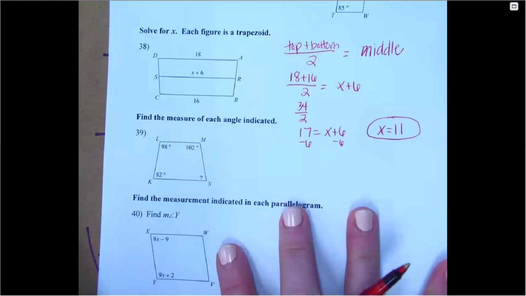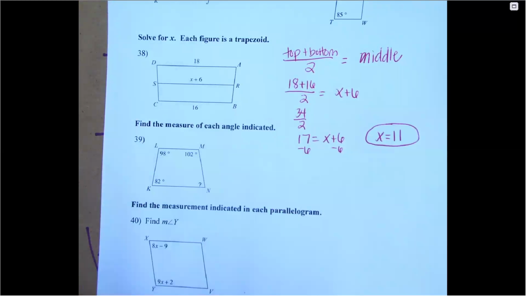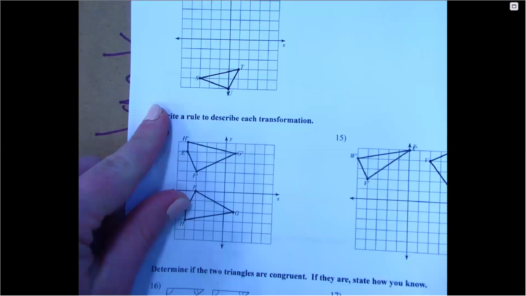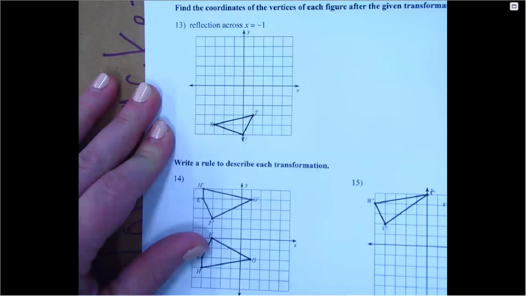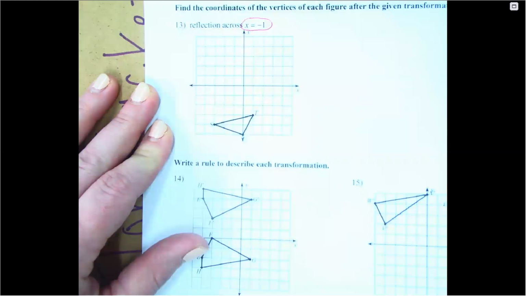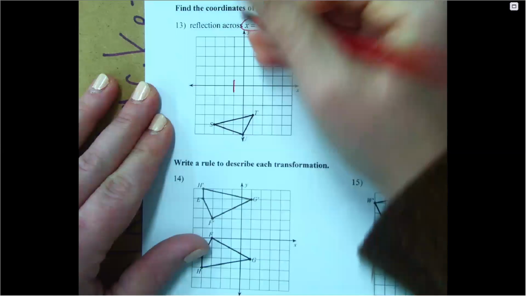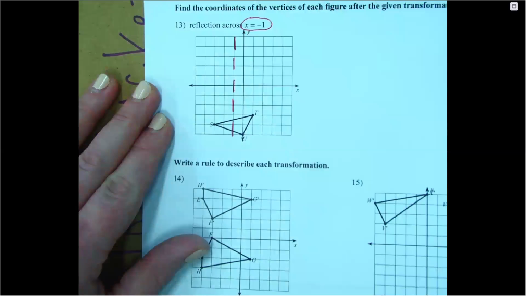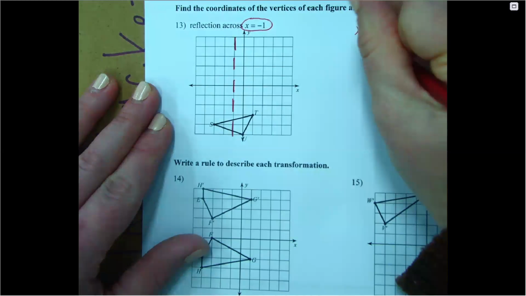Okay, going to number 13. Number 13 wants you to reflect across x equals -1. Now, x equals -1 is a vertical line. That's the first thing you have to know, which you should know: x equals a number is a vertical line, and y equals a number is a horizontal line.